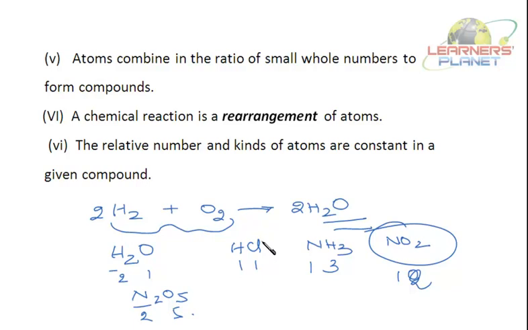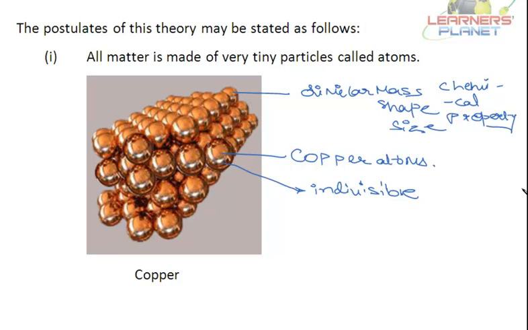So these are the postulates of Dalton's atomic theory. It's very simple, students. All matter is composed of tiny particles called atoms, the smallest particles. Let's take up this copper again. Matter is made up of smallest particles called atoms. Atom is indivisible. Right? It can neither be created nor be destroyed.